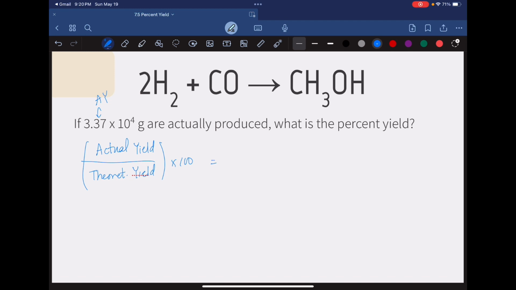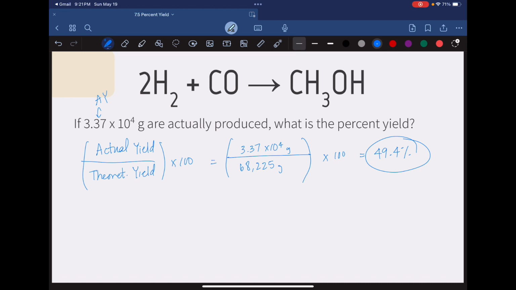So we are going to put your 3.37 times 10 to the 4th grams divided by 68,225 grams times 100 equals 49.4% yield. So if your actual yield was 3.37 times 10 to the 4th grams, and your theoretical yield was supposed to be 68,225, you had a 49.4% yield. Is this good? Well, it means you lost about 50% of your product.